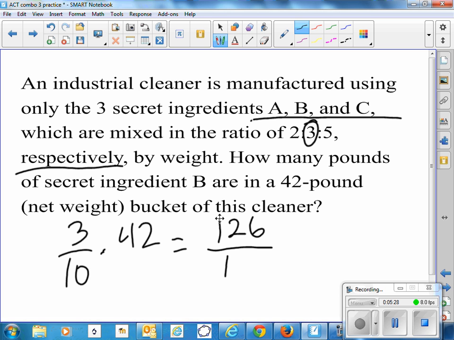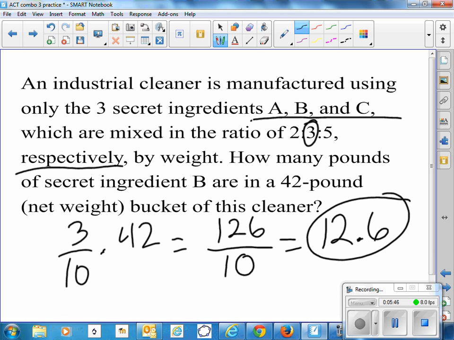So 3/10 times 42 would be 126 tenths. Anything divided by 10, I just move the decimal place 1 place to the left. So instead of being 126, it is now 12.6. So that's 12.6 pounds of ingredient B. We kind of expected that it would not be a whole number because 42 pounds is not a multiple of 10, and there are 10 parts.